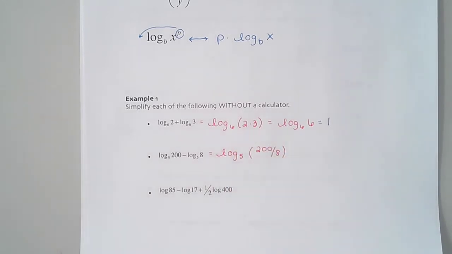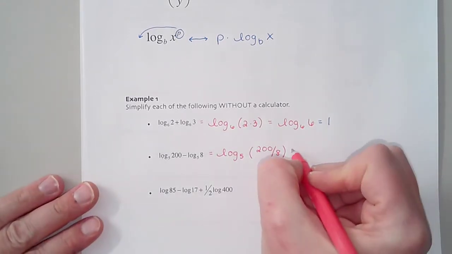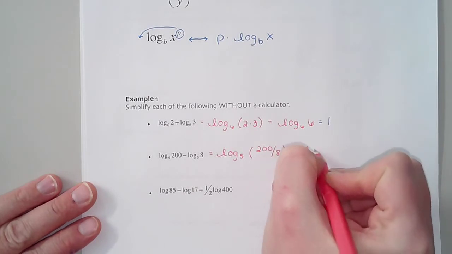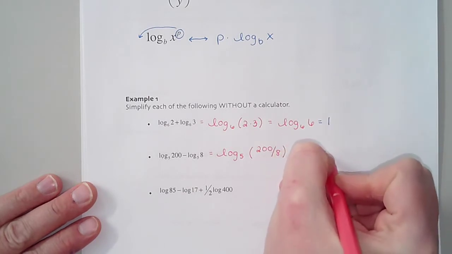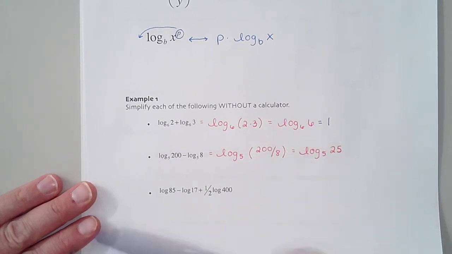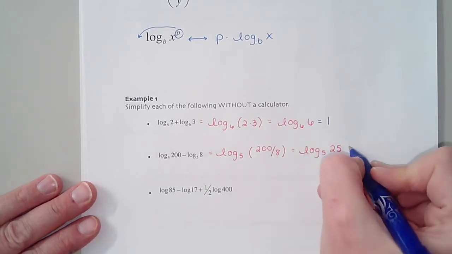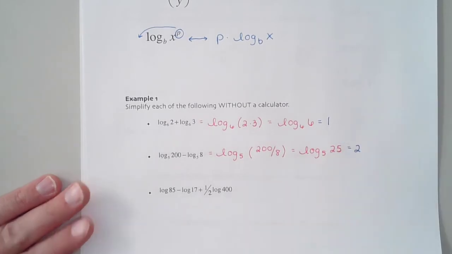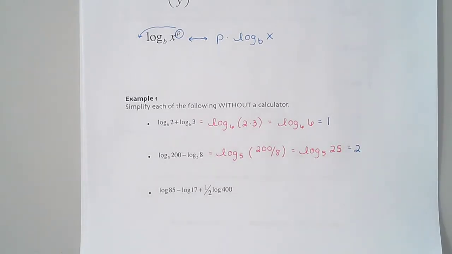Okay. That might be kind of rough, but I think you can do 200 divided by 8 in your head. You could always divide it by 4 and then cut that in half. So 200 divided by 4 would be 50, and then 50 divided by 2 would be 25. So this is really log base 5 of 25. And then remember the question I'm really asking is 5 to what power makes 25? That would be 2.